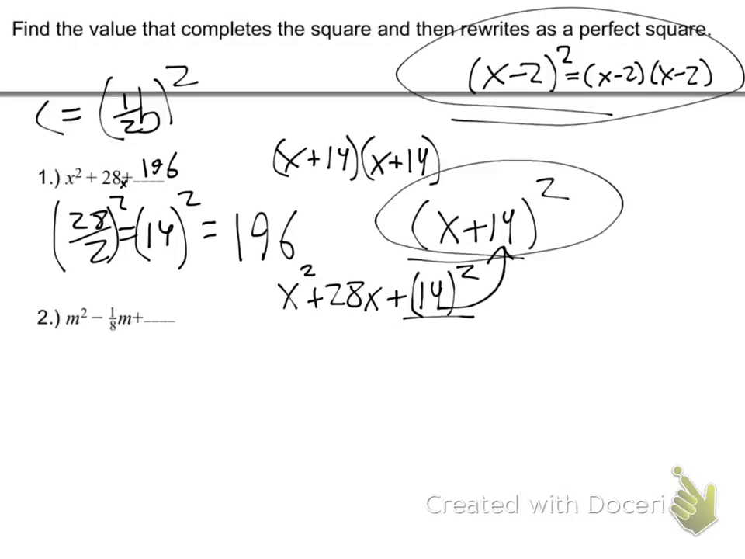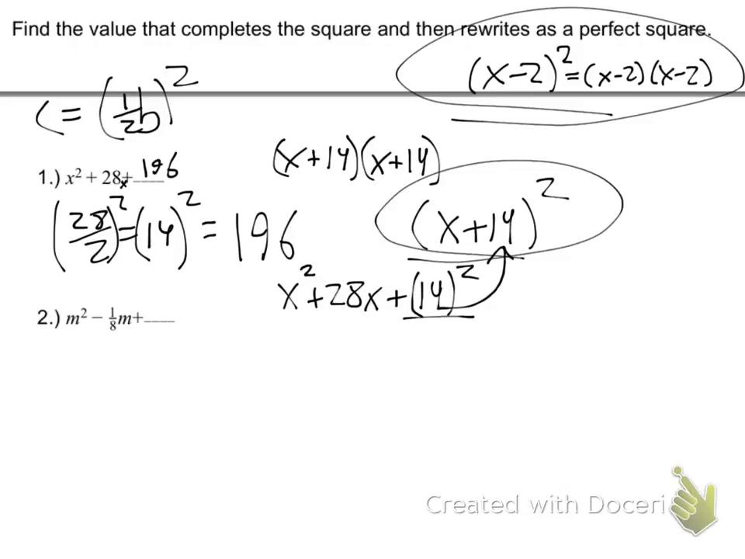Yes. So the number that you find for half of b is the answer inside the binomial. If b happens to be negative, then half of a negative number is still negative. Eventually you're squaring it so it becomes positive, but then it would be x minus whatever that is, squared.